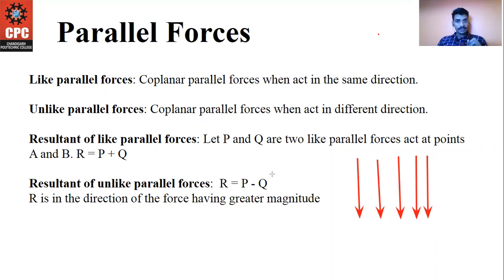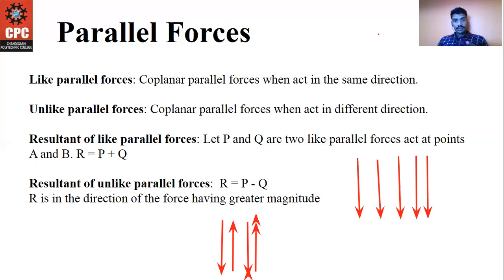तो दीज आर अवर पैरेलल फोर्सेस इन जनरल। अब लाइक पैरेलल फोर्सेस क्या है? कोप्लानर पैरेलल फोर्सेस व्हेन एक्ट इन सेम डायरेक्शन, दीज आर नोन एज लाइक पैरेलल फोर्सेस। एंड अनलाइक पैरेलल फोर्सेस क्या होंगी? कोप्लानर पैरेलल फोर्सेस व्हेन एक्ट इन डिफरेंट डायरेक्शन। जैसे मान लिया एक इस डायरेक्शन में है, दूसरा कोई इस डायरेक्शन में लग रहा है, तो इस तरह की फोर्सेस हम कहेंगे अनलाइक पैरेलल फोर्सेस। नाउ इफ वी हैव टू कैलकुलेट द रिजल्टेंट ऑफ लाइक पैरेलल फोर्सेस, देन हाउ कैन वी कैलकुलेट दैट?